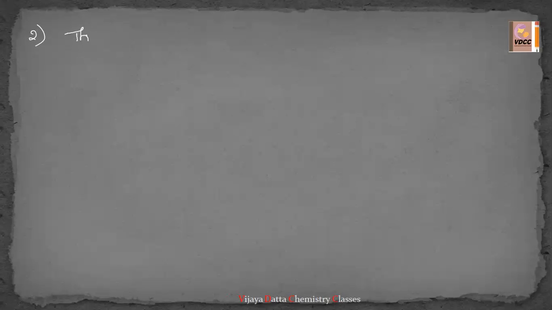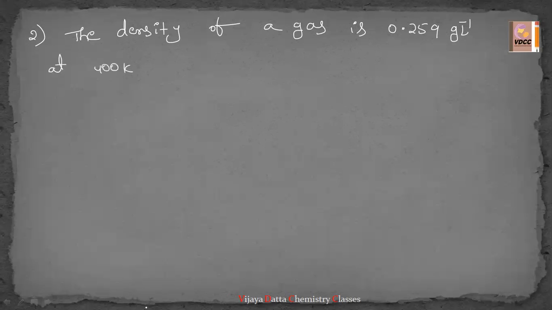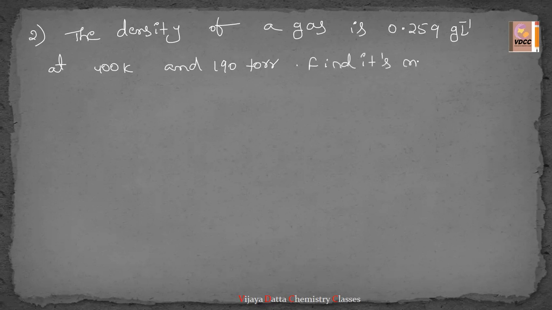The density of a gas is 0.259 grams per liter at 400 Kelvin and 190 torr pressure. Find its molar mass. Find its molar mass. Okay.